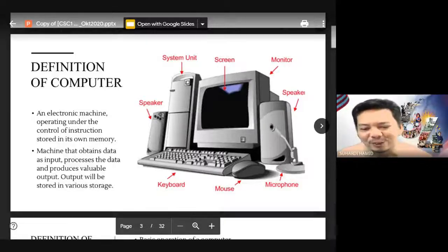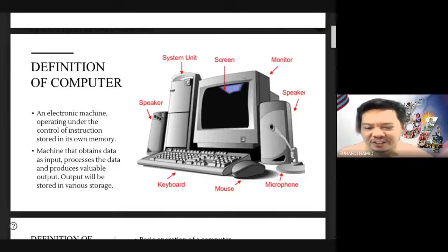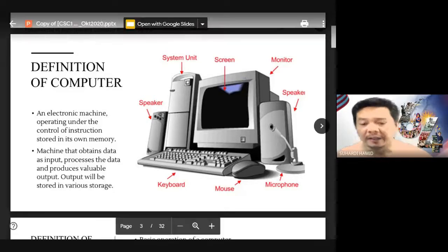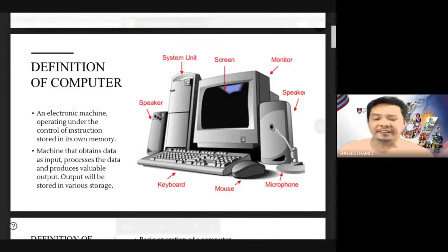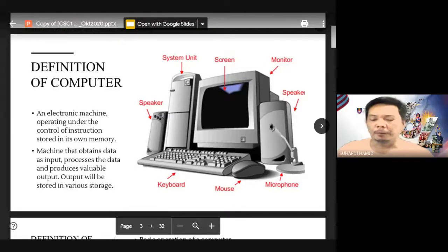Now we need to give the instruction to the computer, and this instruction will be stored in its own memory. The machine obtains data as input, processes the data, and produces valuable output. So input, process, and output. When we're dealing with computers, this is the concept that you have to apply.